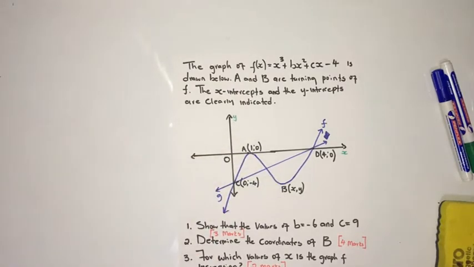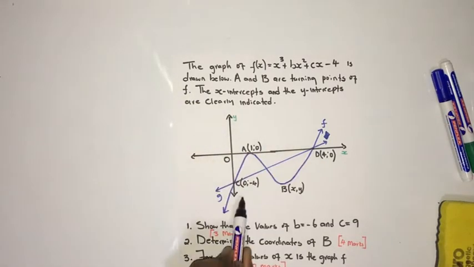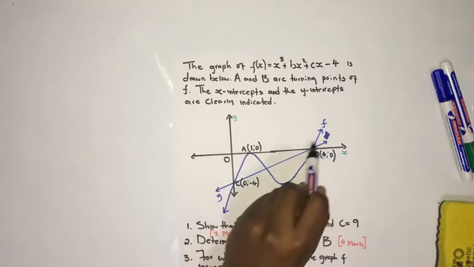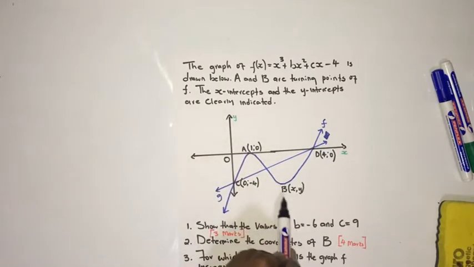All right. So the x-intercept and the y-intercept are clearly indicated here on the sketch. That's the y-intercept, and then that's the x-intercept there. We are given the coordinates for both intercepts and also for both turning points. However, we don't know what the values are for that specific turning point, which is at point B. All right, so the first question says, show that the values of b and c are -6 and 9 respectively.